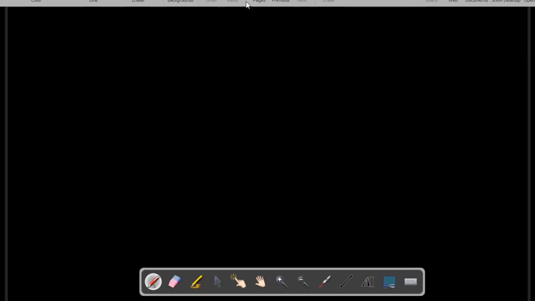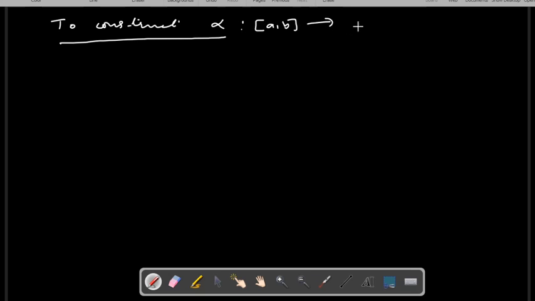So how to do this? You have to construct a continuous map here. Construct alpha. How to construct alpha? You have to construct alpha in such a way that some properties are satisfied. What are those properties? I will write them here. I am going to map alpha from the closed interval [a, b] to R^(n+1), and this is a continuous map.